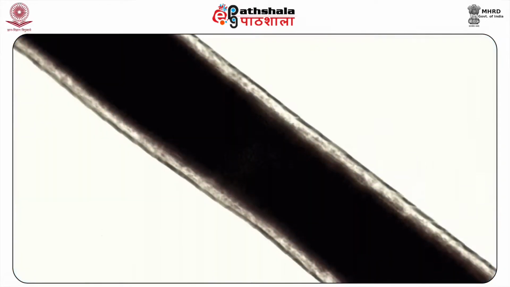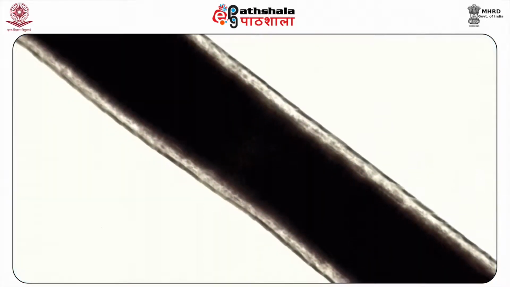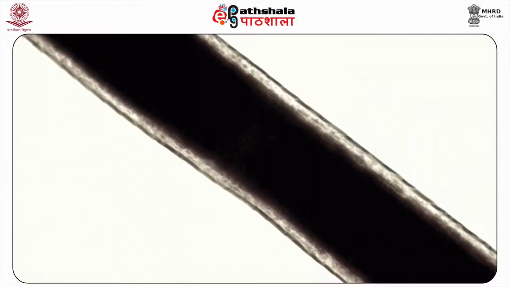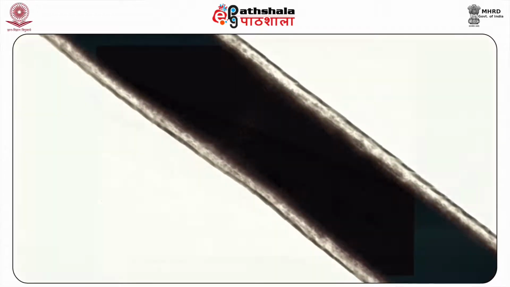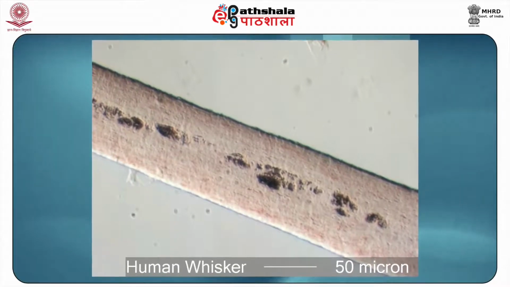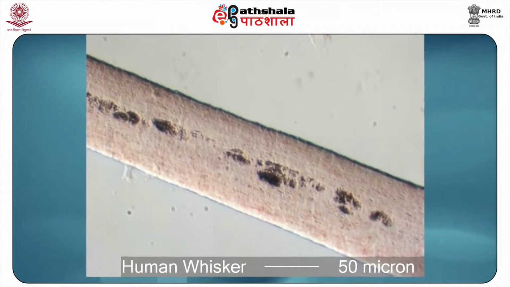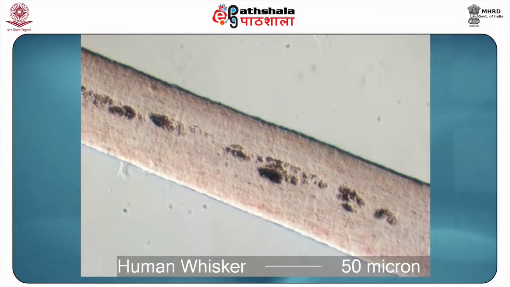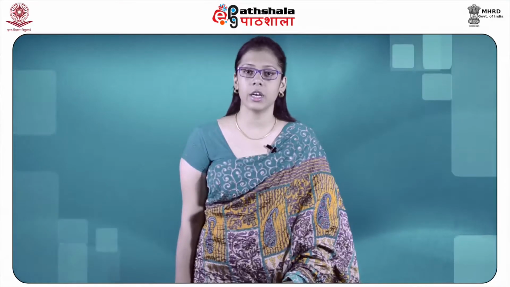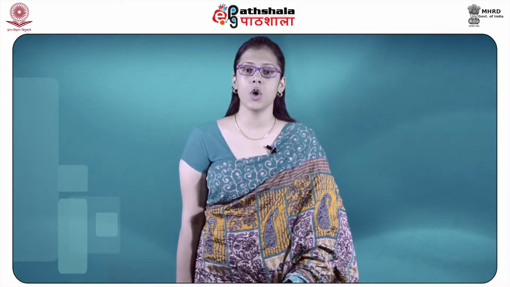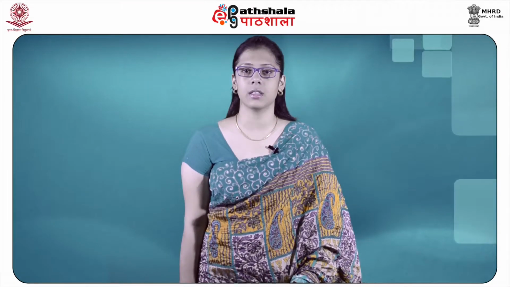In many animals, the medulla is very broad, occupying two-thirds or more of the shaft diameter. In humans, it is narrow, occupying only about one-third of the width. The medulla may be classified into two types, that is, continuous or fragmented.